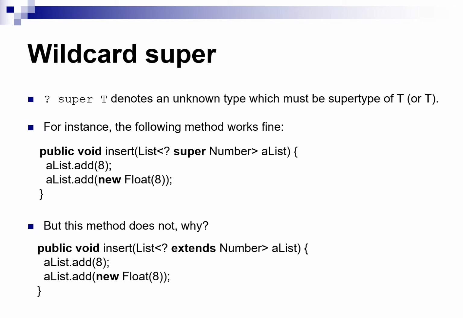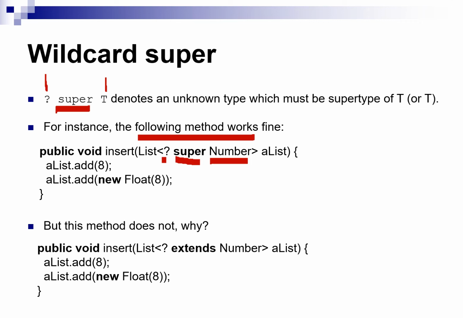Right, so the other possibility to bound a wildcard type is with super. Super indicates that this type here should be T or any superclass of T. That's useful in certain situations as well. For example, here I would like to receive here a list of what? A list of anything that is number or any superclass of number.